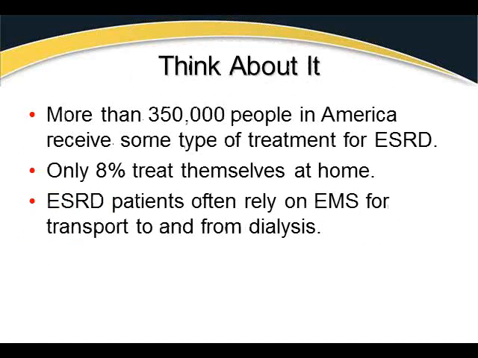More than 350,000 people in America receive some sort of treatment for end-stage renal disease on a yearly basis, and only 8% treat themselves at home. And many of these end-stage renal disease patients rely on us for transport to and from dialysis. Now, in most cases, early on and when the patient is doing fairly well and is fairly stable, they can either transport themselves, or they'll go, say, in a wheelchair van or some sort of public transportation. It gets to a point, though, in which they may then start having to call the ambulance to transport them back and forth because they're too weak to stand up or sit or something along those lines.